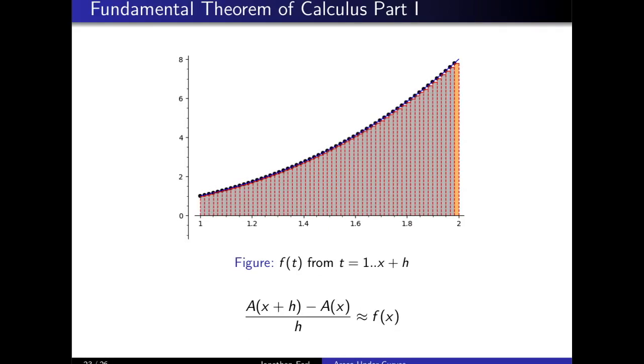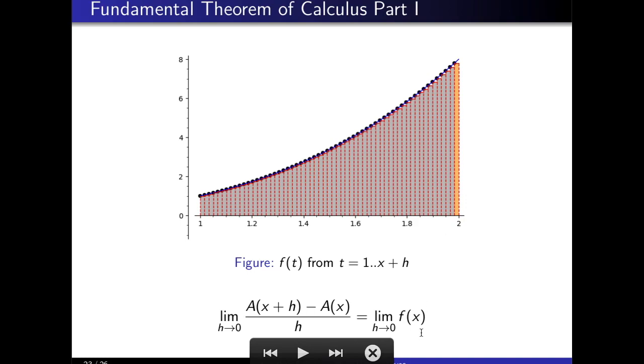Okay, well, for no apparent reason, I'm just going to divide both sides by h. So now we have that the area function at x plus h minus the area function at x, all divided by h, is approximately f of x. And now I'm going to throw in some limits. Not for no reason, but because I want to take the width of this rectangle to be small, so I take the limit as h goes to 0.